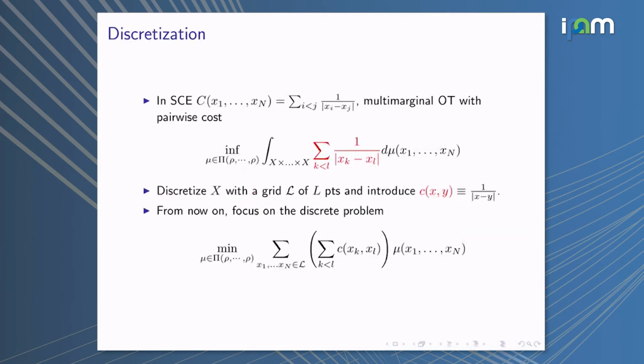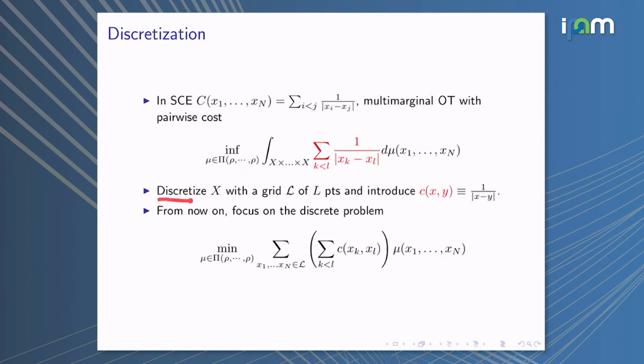So recall the problem we have is the following: this cost function can be written as n choose two different terms. Each of the terms is just a Coulombic interaction, and the multi-marginal optimal transport is this problem. Now, we're first going to discretize this problem, because if you want to put it on a computer, you have to discretize it.